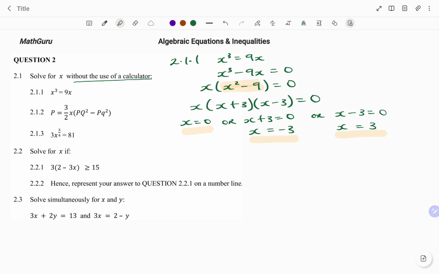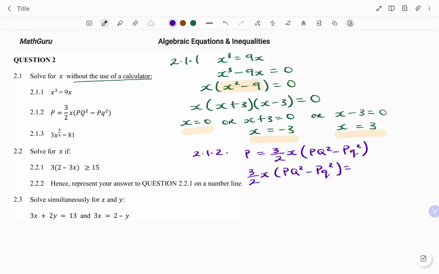The next question says, that's 2.1.2, p equals 3 over 2x in bracket pq squared minus pq squared. I'm to solve for x. I'm going to start by rearranging. I have 3 over 2x in bracket pq squared minus pq squared equals p. I move my term, that's x, to the left-hand side.